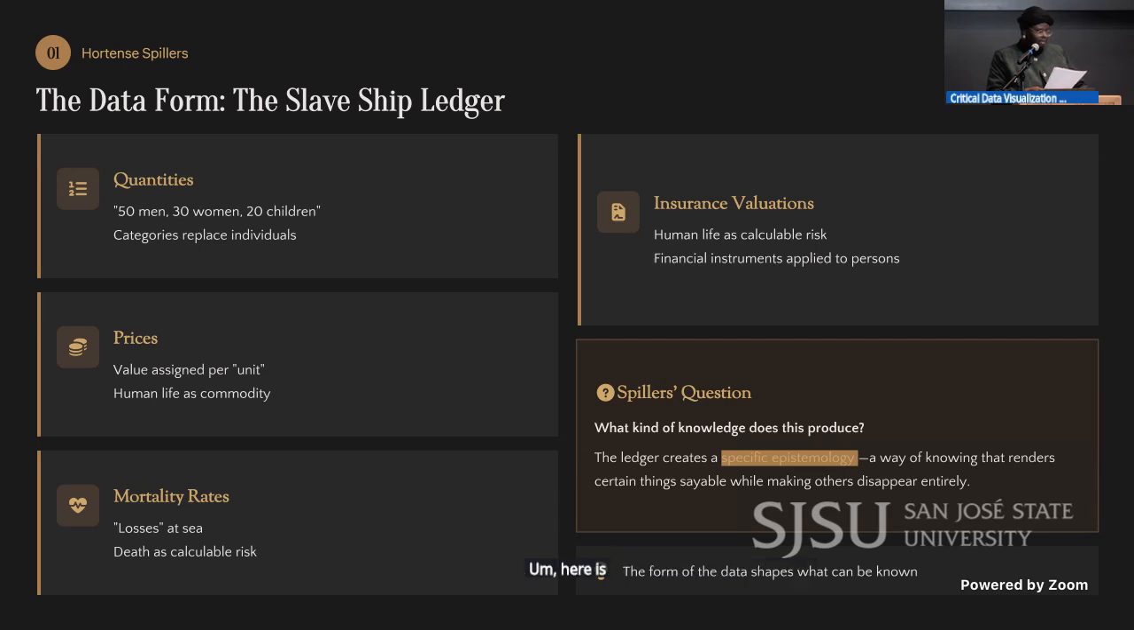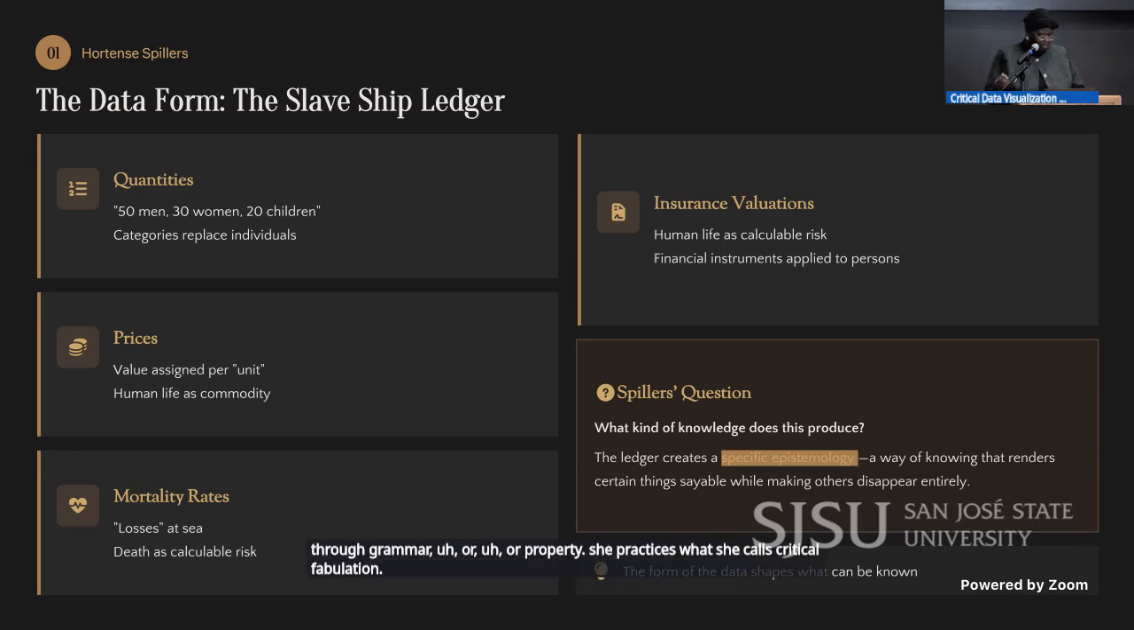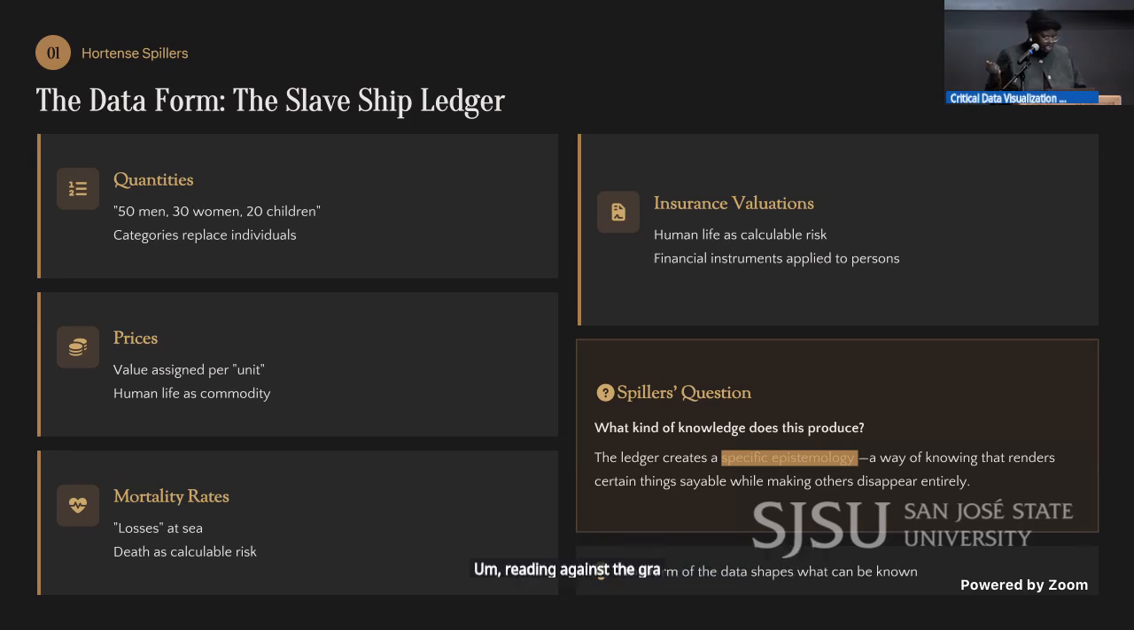Here is where Hartman becomes essential to understanding Spillers' project. Hartman writes in Venus in Two Acts about the violence of the archive, the way that documents of slavery produced by enslavers can only capture Black life through the grammar of property. She practices what she calls critical fabulation, reading against the grain, imagining what the archive cannot say, refusing to let the ledger have the last word.